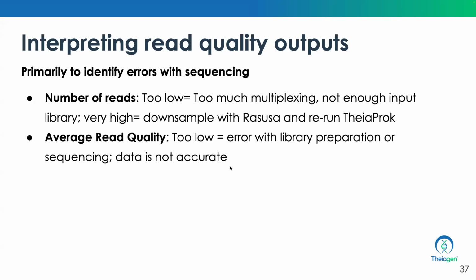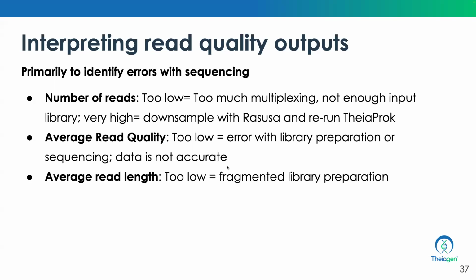The average read quality, if it's too low, then most likely there's some error with your library prep, and it means that downstream, the data is not accurate. Of course, if it's very high, that's a good thing and something you should keep up. It means that you're doing well with your library prep.